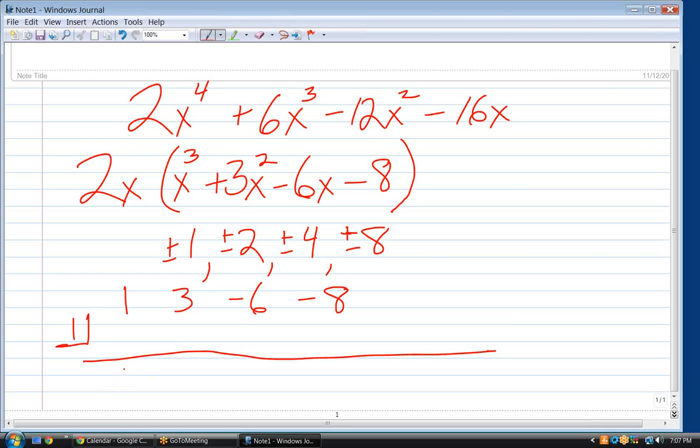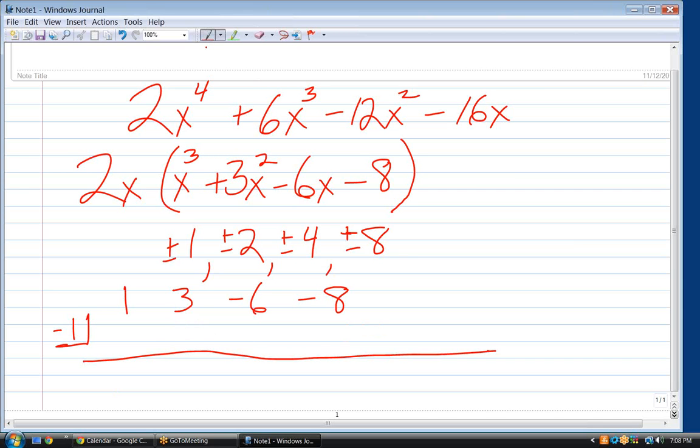You put the 1 down, and then 1 times 1 is 1. And then 4 times 1 is 4, minus 2. And then negative 2 is negative 10, so it doesn't work. Okay. This has to be 0 for it to work. Let's try minus 1, the next easiest thing.